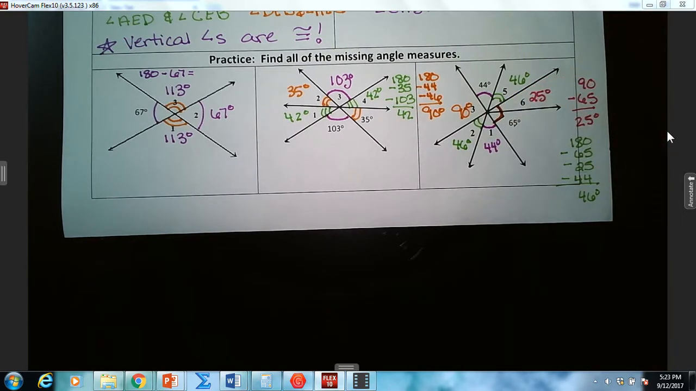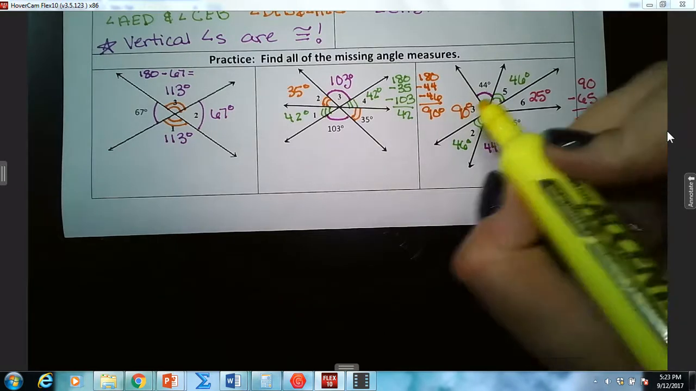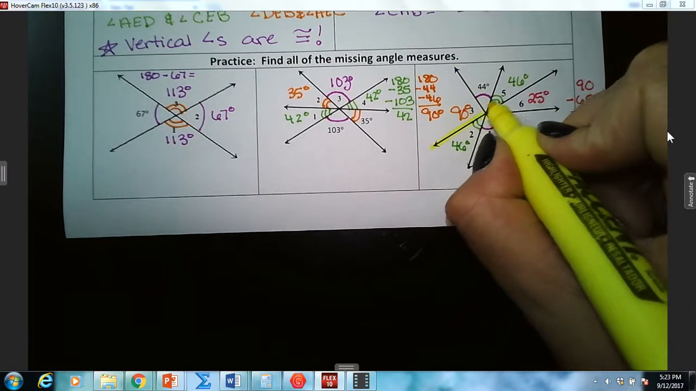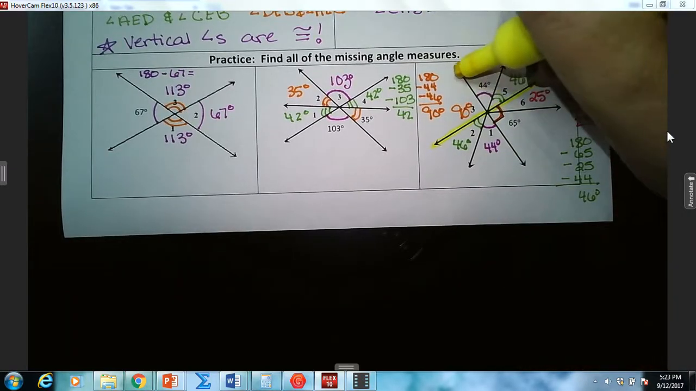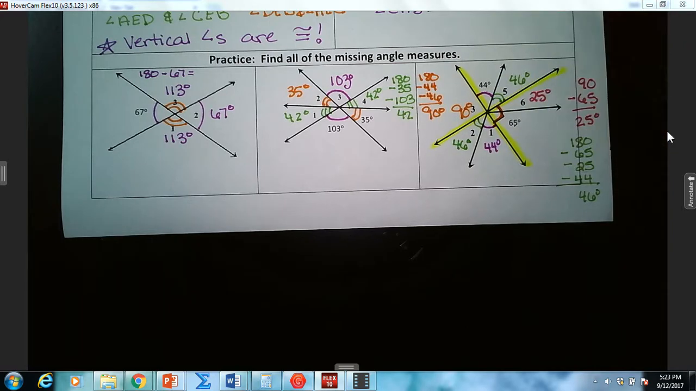Look at that. You've got another set of vertical angles. There's just a little overlap going on. I'm going to highlight the lines that make those vertical angles. These highlighted lines show us another set of vertical angles. Ooh, that was a lot.